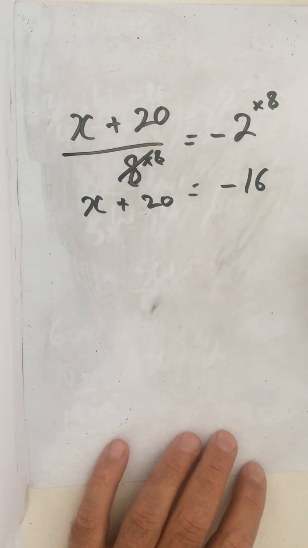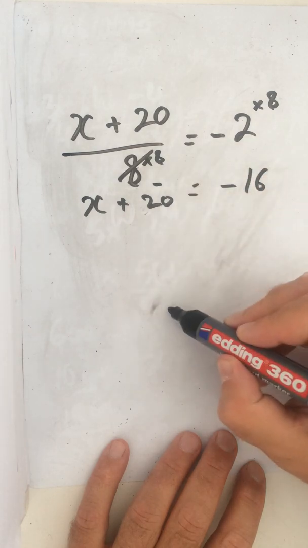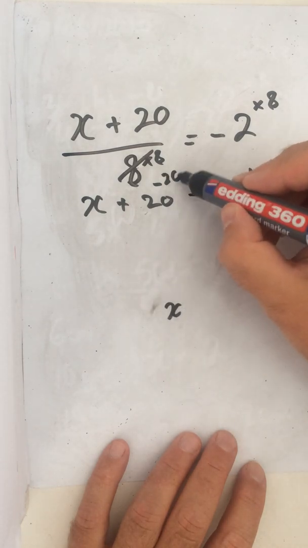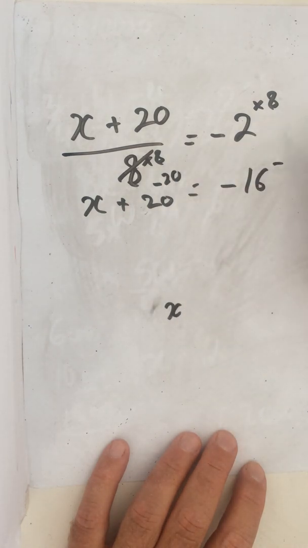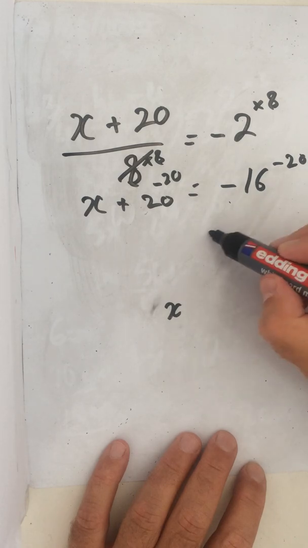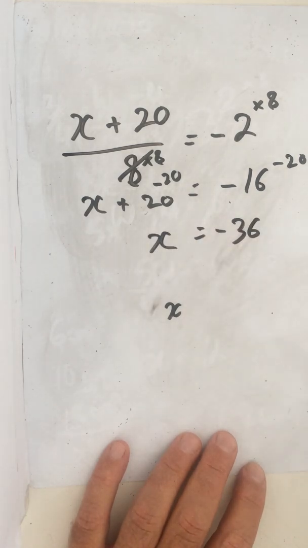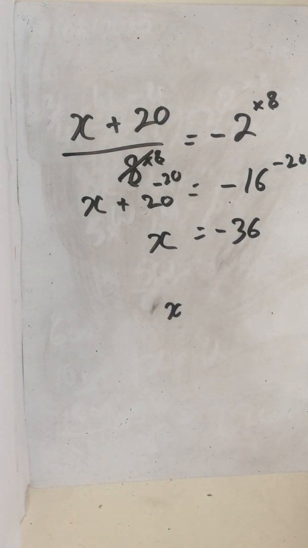Okay, so this is plus 20, so I need to get rid of it because I want to just be left with x here. So I'm going to minus 20 on that side, so minus 20 here. Minus 16 take away 20 is minus 36. So x is equal to minus 36.